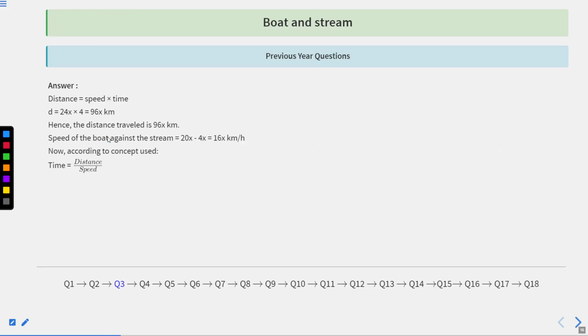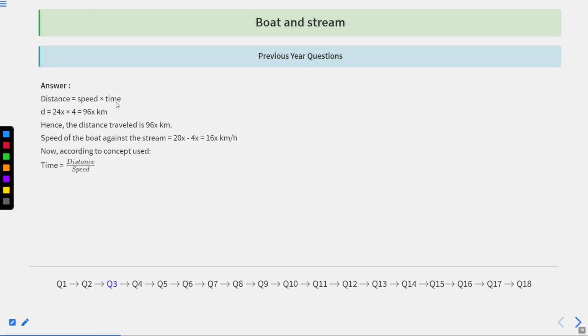So according to the question, distance equal to speed upon time. And now speed is 24x and time is 4. So distance will be 96x kilometer. So hence the distance traveled is 96x kilometer.